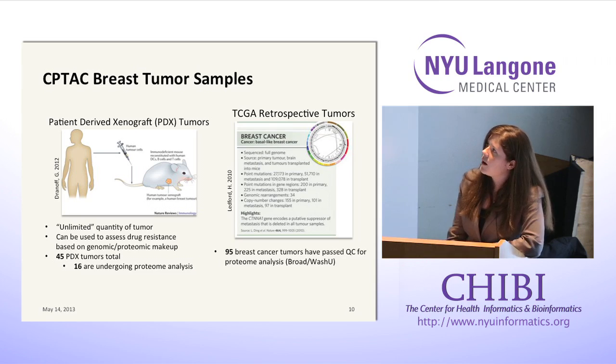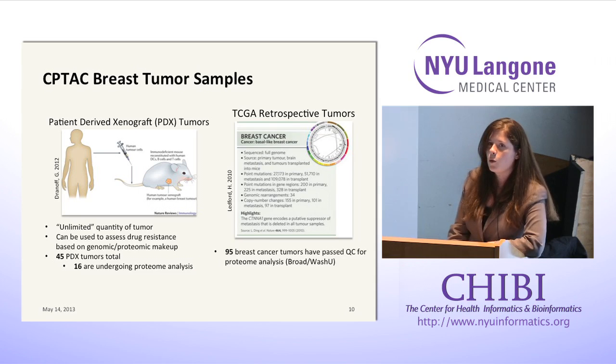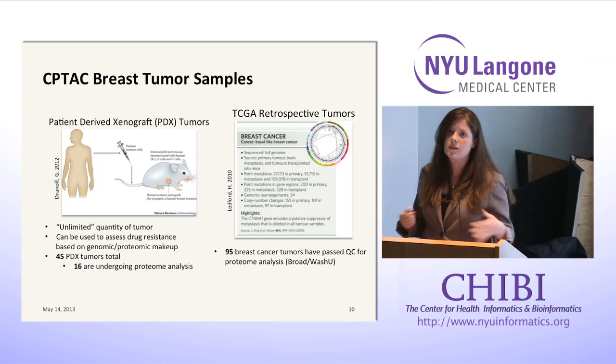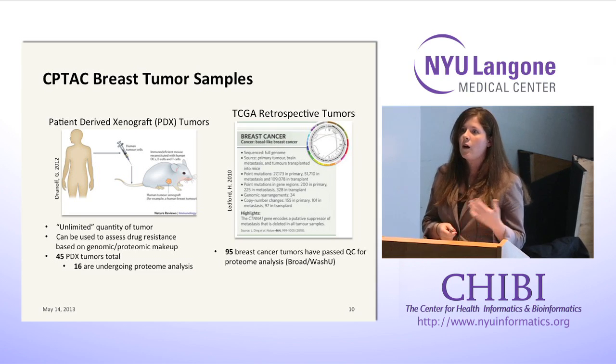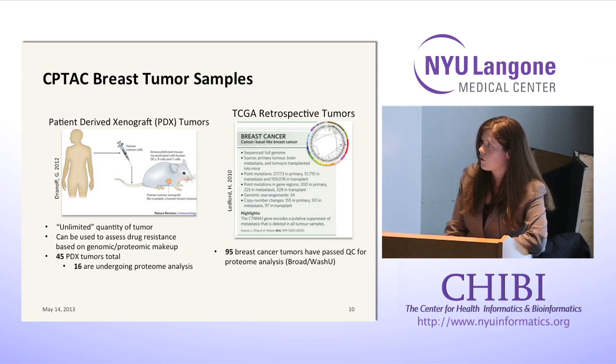The first is patient-derived xenografts, or PDX tumors. They make patient-derived xenografts by taking primary breast tumors and injecting them into an immunodeficient mouse where they're able to grow. This provides us with a hypothetically unlimited quantity of tumor, as long as you keep them growing on the mouse. This is really important because we can use it to assess drug resistance based on the genomic and proteomic makeup of the tumor. You can have several mice with the same tumor, treat them, and see how their survival changes and also how their proteome changes. So this is a really important tool for cancer biology.